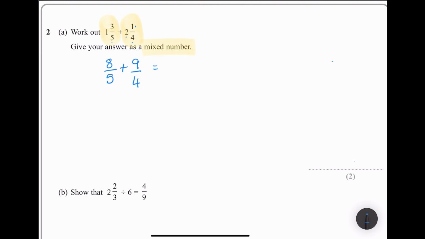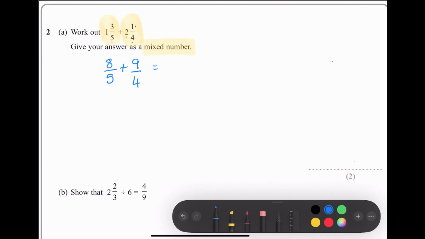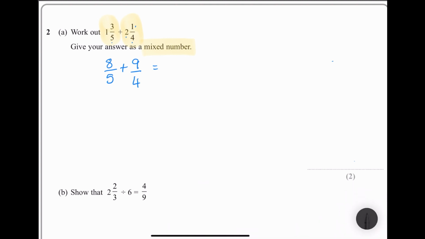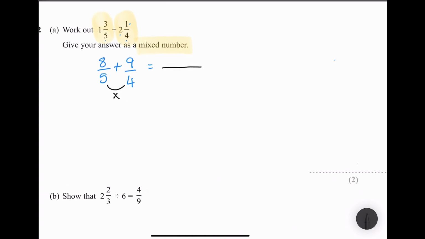Okay, with fractions, we must have a common denominator before I can actually do any adding. The easiest way to get that is just to multiply the two denominators together. 5 times 4 gives me 20. Now I've got to give the corresponding numerators. So think to yourself, what did you do to 5 to get 20? We times it by 4. So I must do the equivalent thing to the numerator.